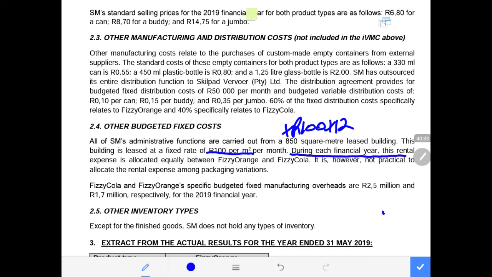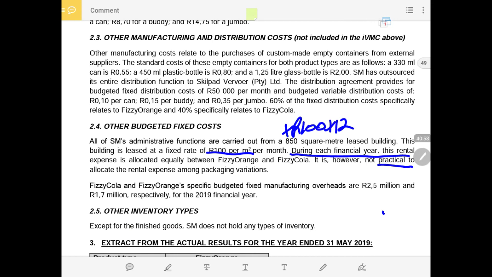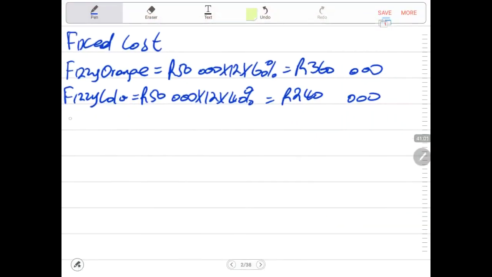During each financial year, this rental is allocated equally between Fizzy Orange and Fizzy Cola. It is, however, not practical to allocate the rental expense among the packaging variation. So it is very difficult, not practical for them to say part of this fixed cost go to Fizzy Orange, another one to Fizzy Cola. So now they're just telling us to add that fixed cost, which is the rental fixed cost. Rent, in this case, it is a fixed cost.